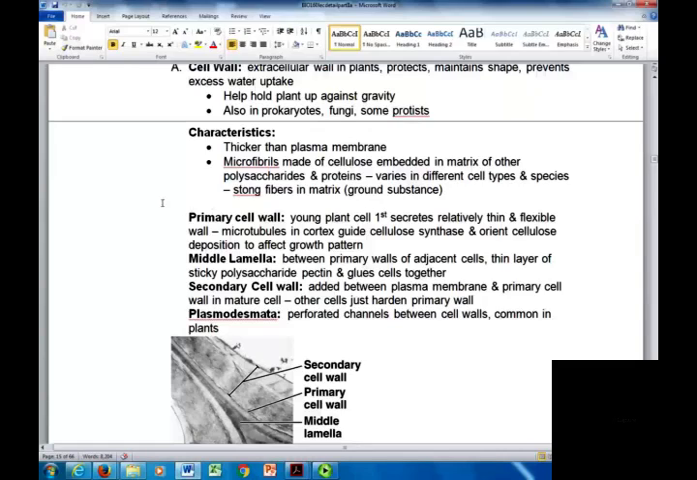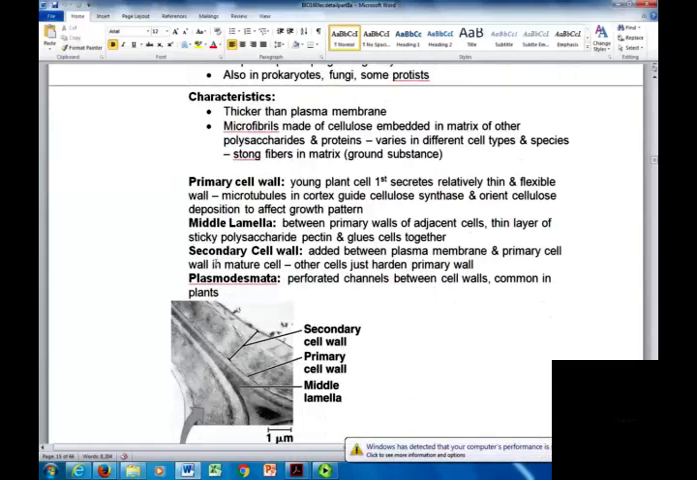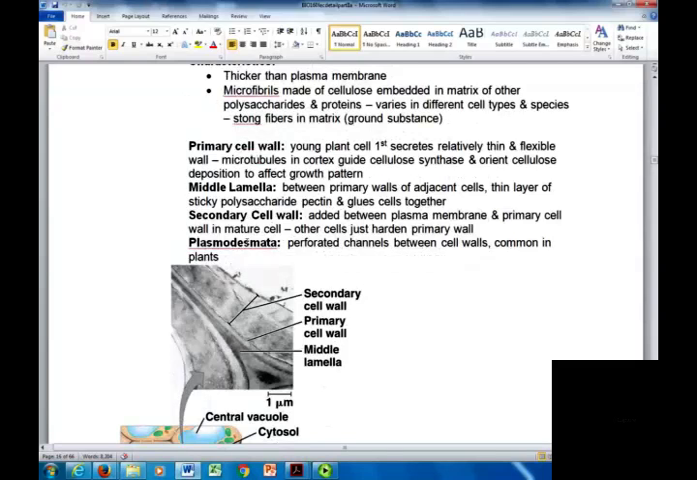So when you have fresh little plants and you put them in the ground, you have to be really careful with them at this stage. If you put too much water on them or the water hits them directly, you're just going to knock them over because the primary cell walls are really flexible. The middle lamella is going to be between the primary cell walls of adjacent cells. This is a thin, sticky layer of pectin that's going to help to glue the cells together. The secondary cell wall gets added between the plasma membrane and primary cell walls in mature cells. Other cells will just harden the primary cell wall.